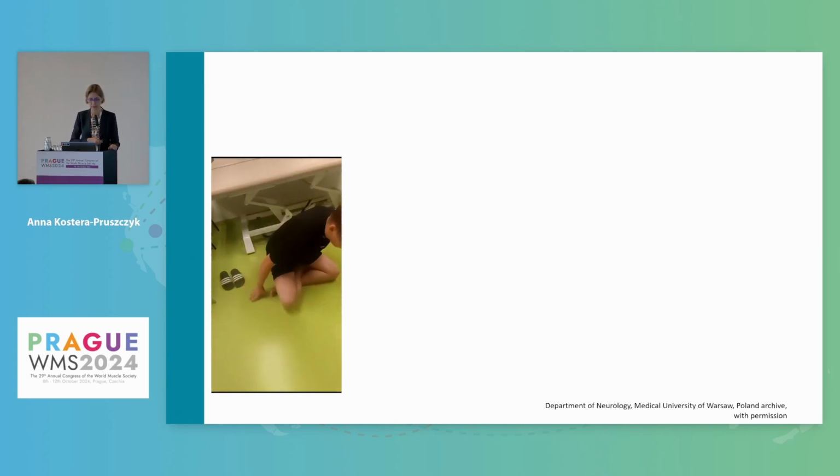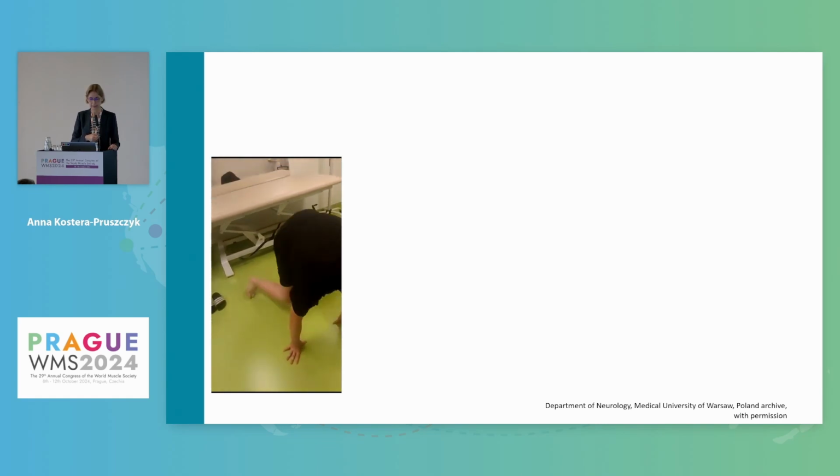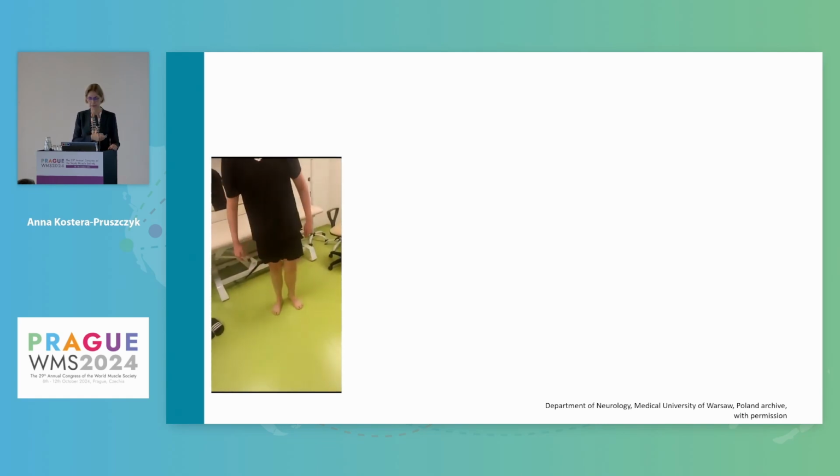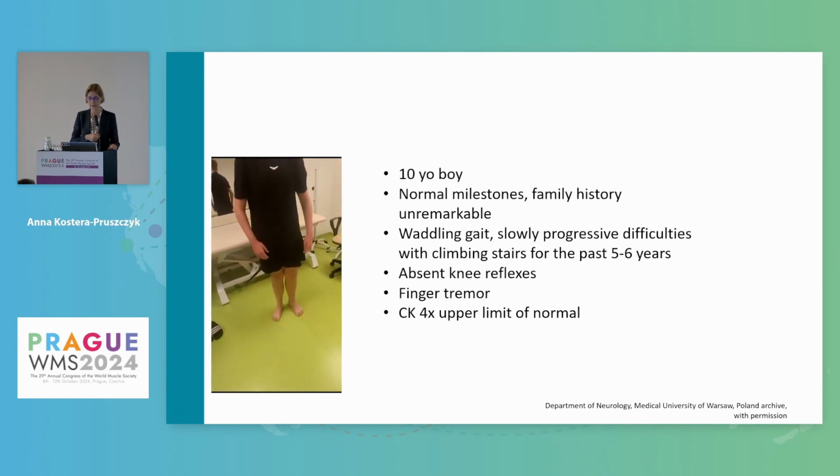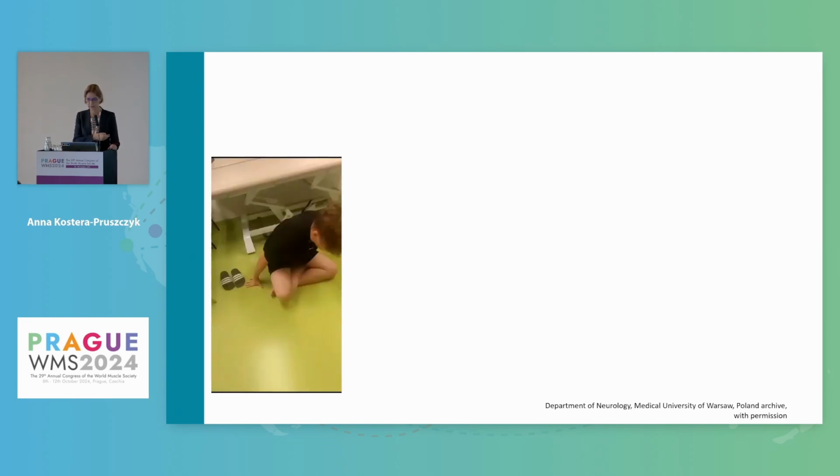The boy with limb girdle weakness. As you can see, he gets up from the floor with a very typical pattern. He's 10, he had normal milestones, family history is unremarkable, waddling gait, slowly progressive for the past 5-6 years, absent knee reflexes, finger tremor, CK 4 times upper limit of normal. So was EMG necessary? No, it wasn't, but he was referred for it.